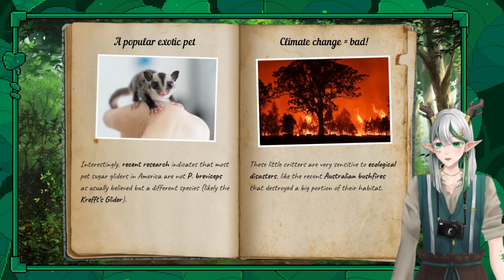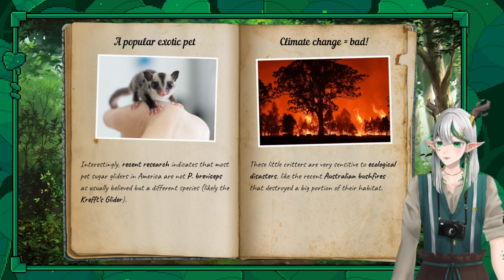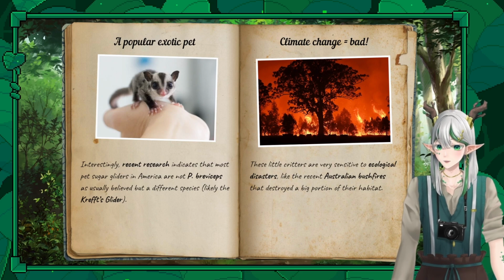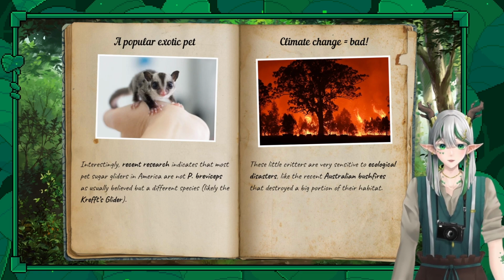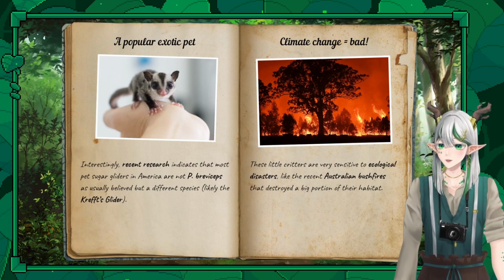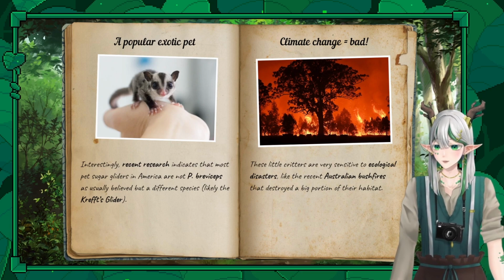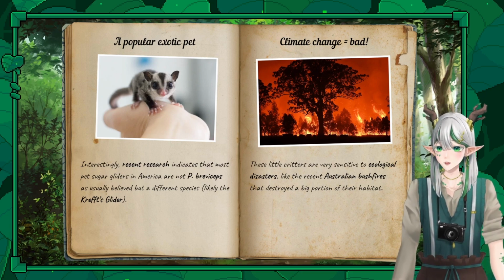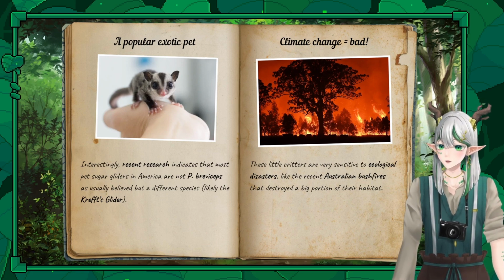Like, they're very similar, but it is funny how people have been sold something, and it's not the same one, technically, it's a different species. And also, climate change equals bad, in case you did not know. But even more so for those little guys, because they are very sensitive to ecological disasters, mostly stuff like the Australian bushfires of 2020, 2018, I think, were big ones that destroyed a lot of their habitat. And that can be a problem as the geographic distribution may be a lot smaller than we thought, and so they may be even more impacted than previously thought.